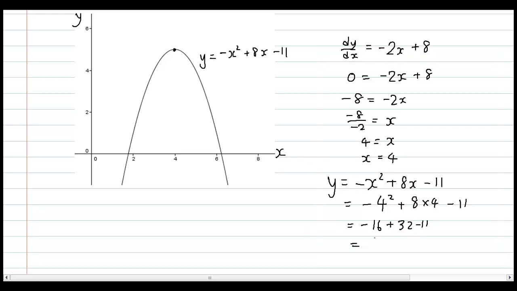So that matches our curve. As you can see here, this point is indeed at x is equal to 4 and y is equal to 5. Okay, I hope through this tutorial you guys now understand how to find stationary points in a curve.